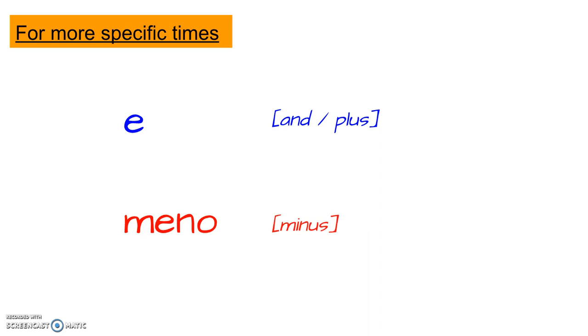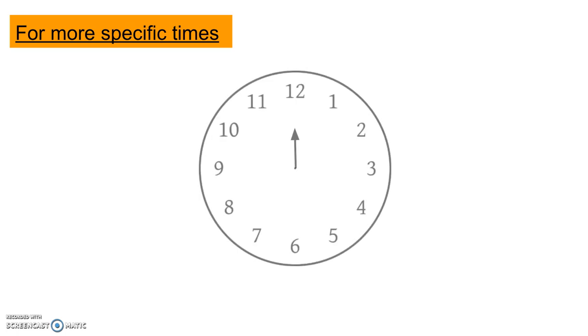So up until this point, we've talked about times on the hour. Let's look at incorporating minutes to those times. So there are 2 key words that we need when we want to add minutes to our time expressions. We need e, meaning and or plus, and we also need the word meno, which means minus. So to add minutes to our times, we simply say the time on the hour and then follow that with e and the number of minutes.